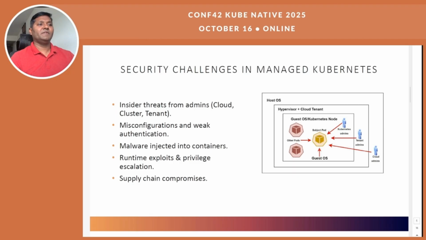Second, misconfigurations and weak authentication are very common. Simple mistakes like using overly permissive roles, public control plane endpoints, or missing encryption can open up large attack surfaces. Third, attackers can inject malware into containers. This can happen through vulnerable base images, compromised registries, or during the CI/CD pipeline. Runtime exploits and privilege escalation allow attackers to escape from containers and gain control over the host or cluster resources.